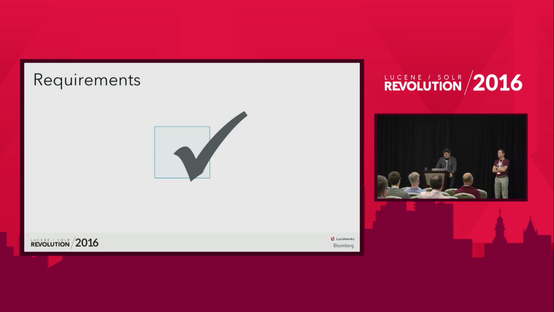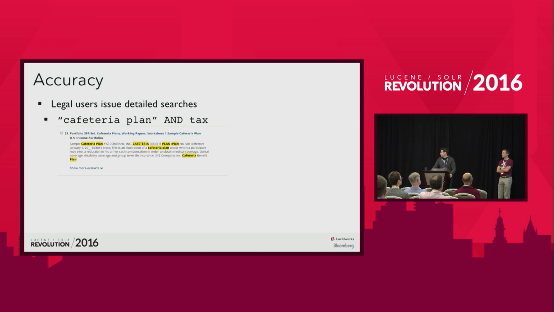So how does that affect our requirements? The first is accuracy, and this is actually a subtle one that you might not think about at first. Legal users are actually accustomed to entering very complicated queries or using different grammars. This is something they're trained in law school to have all sorts of different query operators that they might use, whether it's within a paragraph, a sentence, things like that.